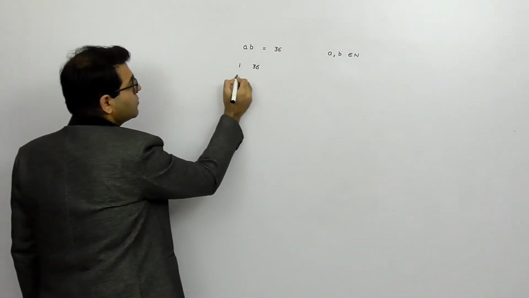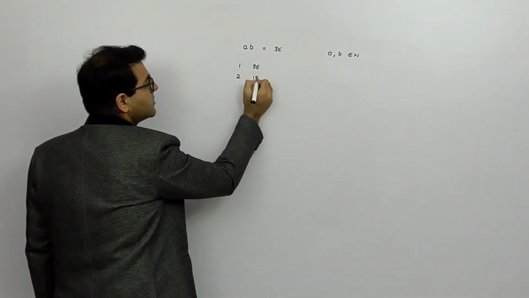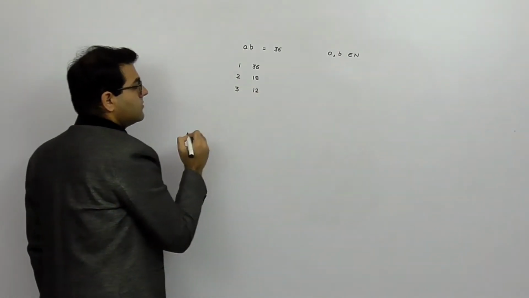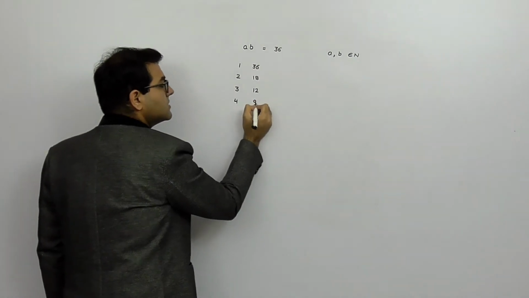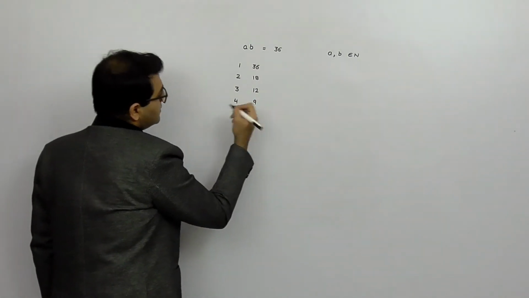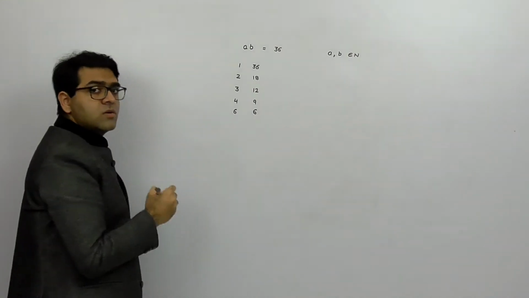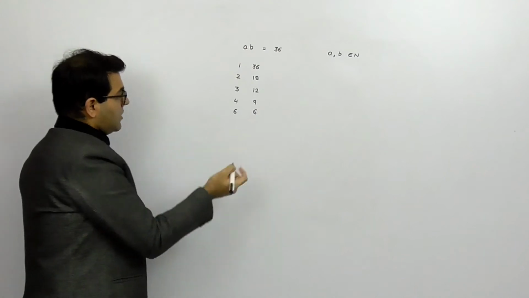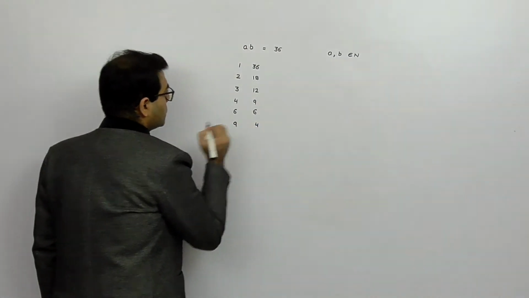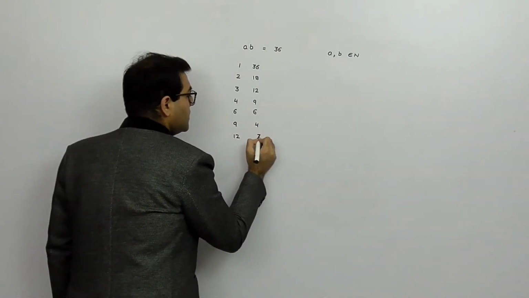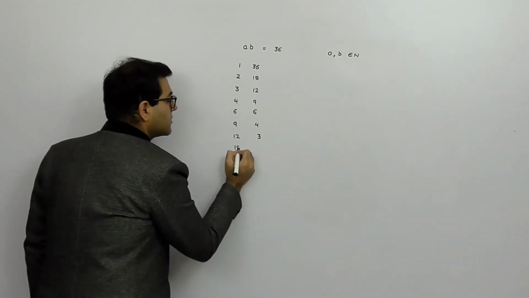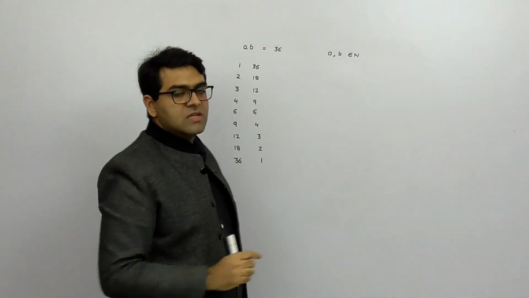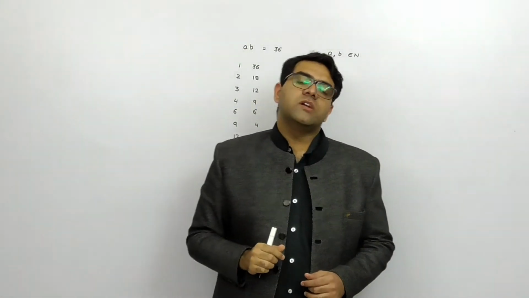Next, we can try out for 2. Agar main a ko 2 rakhta hun, b 18 ban jata hai. What if I keep my a as 3? Well, my b ends up becoming 12. If my a is 4, my b is 9. If my a is 6, b also ends up becoming 6. What next? The next value that a can take is not 7, not 8. What if a takes up 9? B becomes 4. What if a takes up 12? B ends up becoming 3. Agar main a ko 18 rakhta hun, to b 2 ho jata hai, and finally 36 and 1 is the final pair of values of a and b.